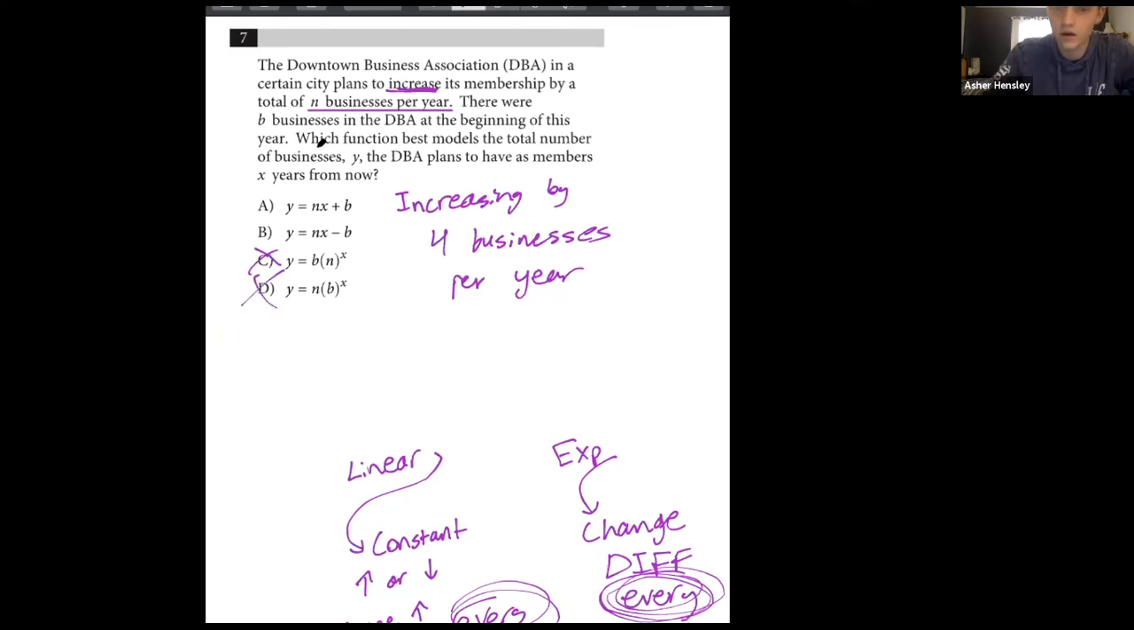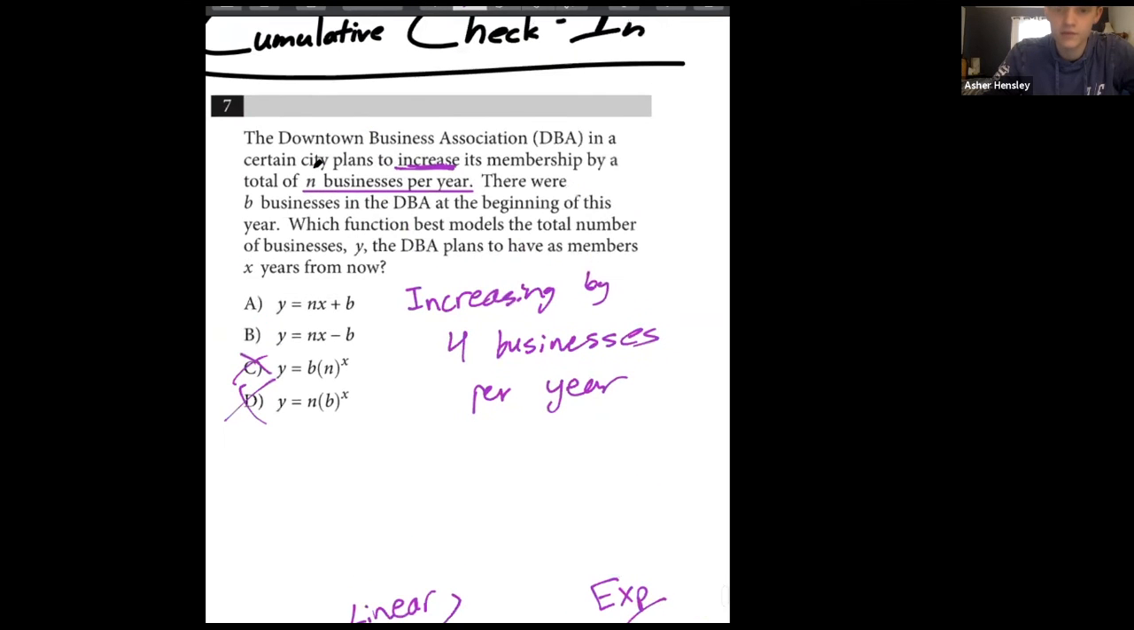From here, we know if we're increasing, that's a positive slope. We've got that in all our answers. If B businesses were in the DBA at the beginning of this year, which function best models the total number of businesses the DBA plans to have as members X years from now? Since it plans to have them as members, that means we're adding our initial value because they were already there. So it's going to be A. We're adding B instead of subtracting B.